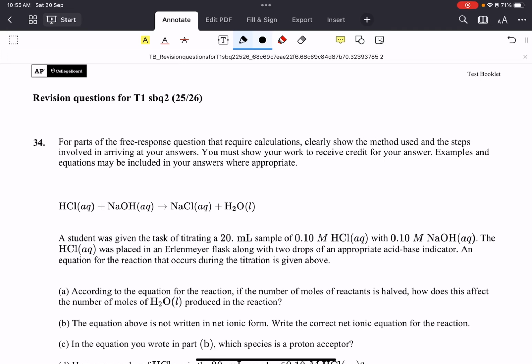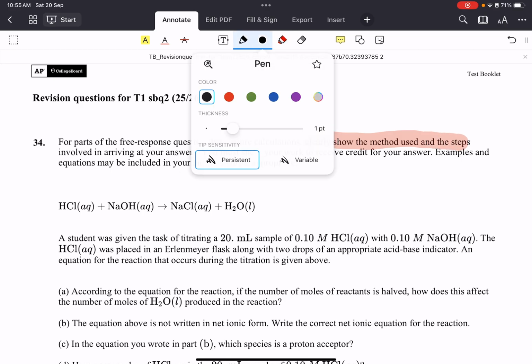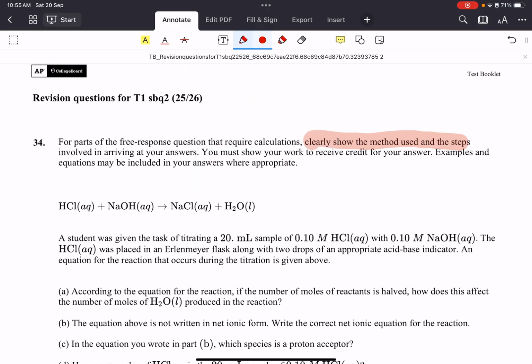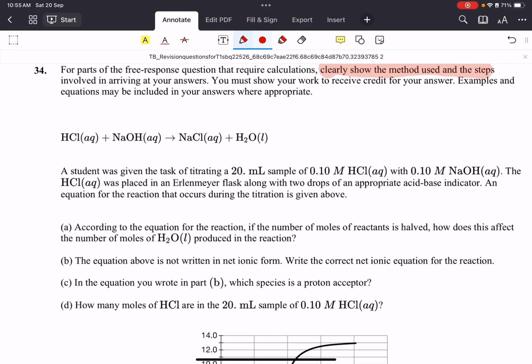These questions are the solving questions, the free response questions. For the part of the free response questions that require calculations, clearly show the method used and the steps involved in arriving at your answer. You must show your work to receive credit for your answer. Examples and equations may be included in your answers when appropriate.